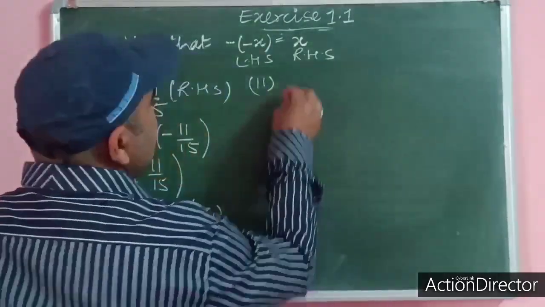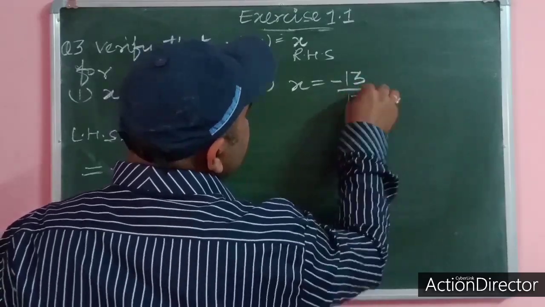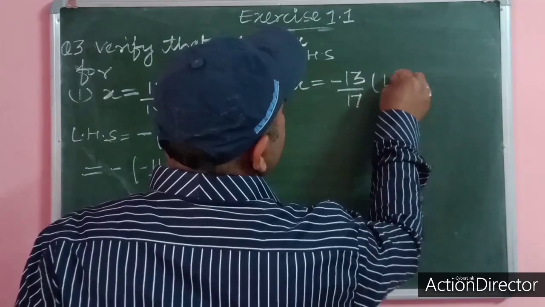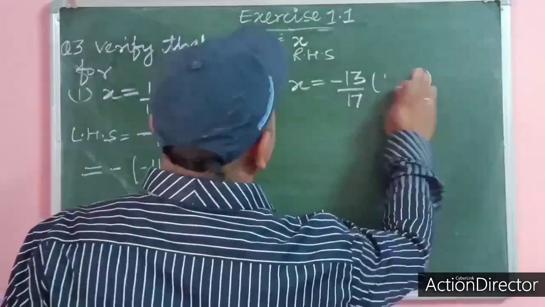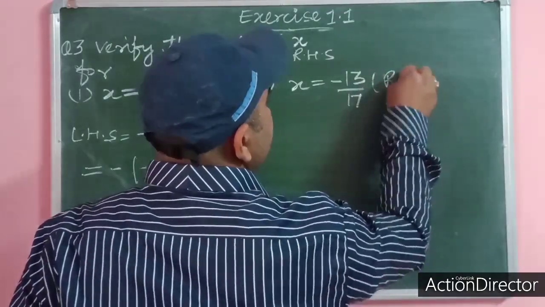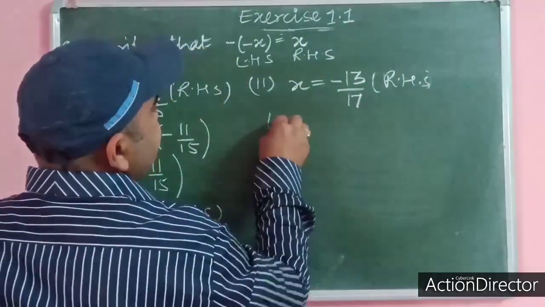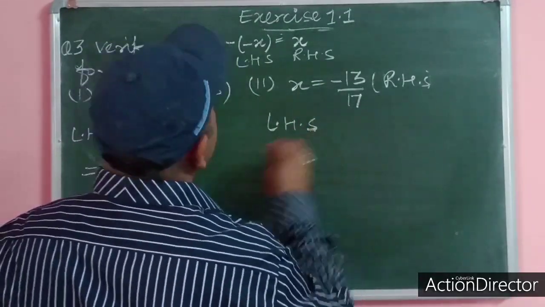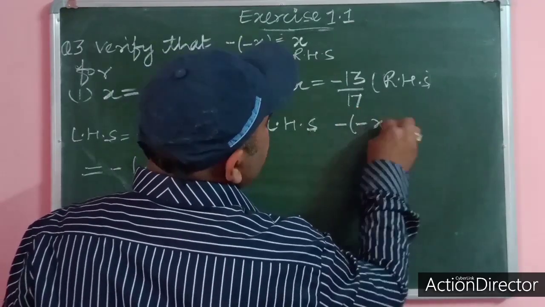The second part is x is equal to minus 13 by 17. This is the LHS part, this is the RHS part, and LHS is minus in the bracket minus x. I take the LHS part, which is minus in the bracket minus x.